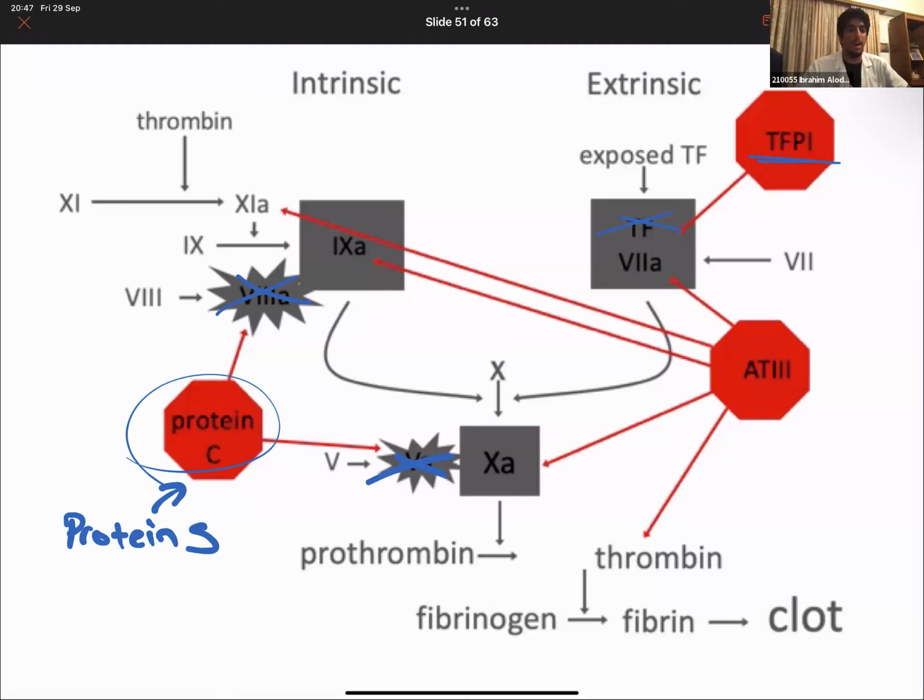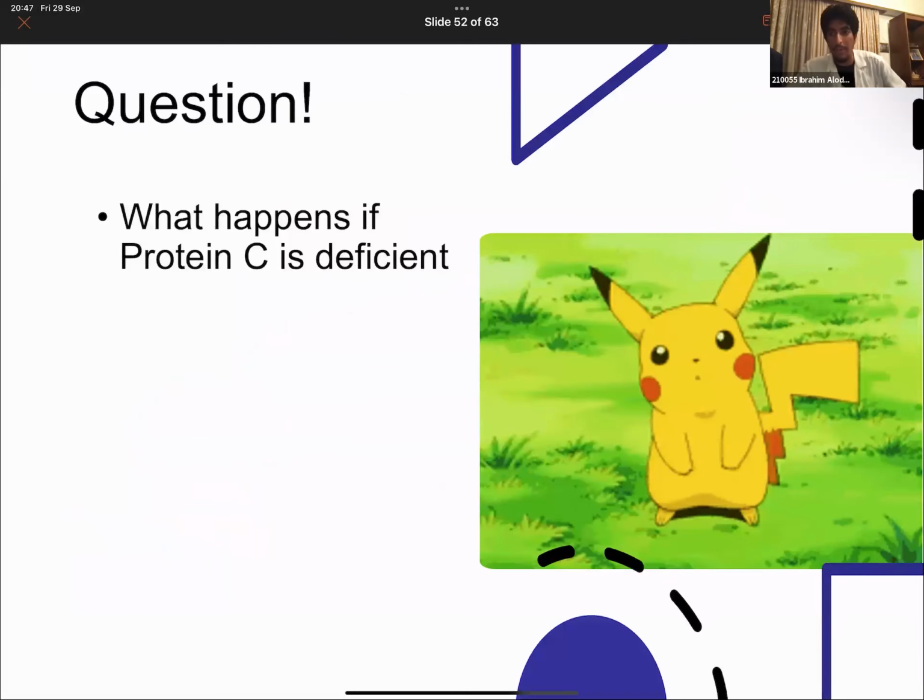All right. To the person who asked me to repeat, did you get it? Okay, cool. So what happens if protein C is deficient?